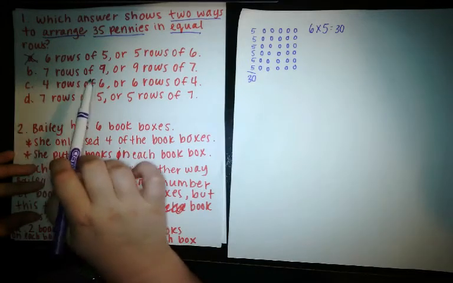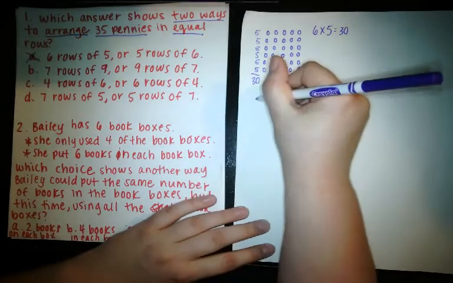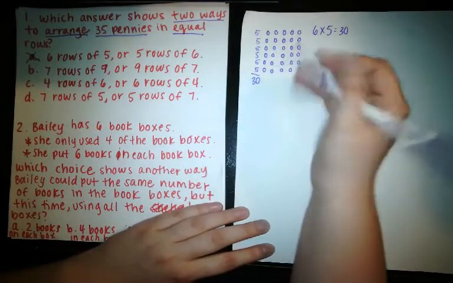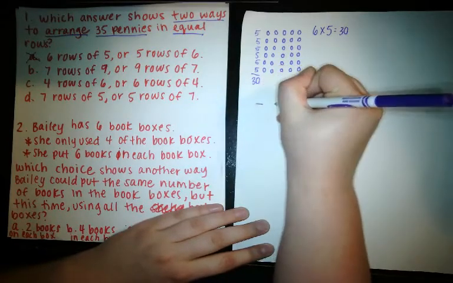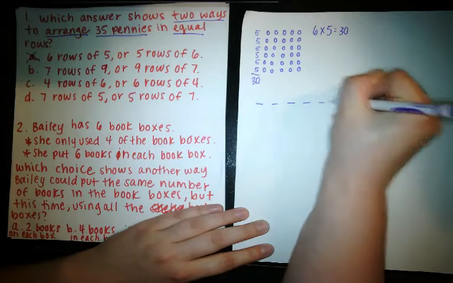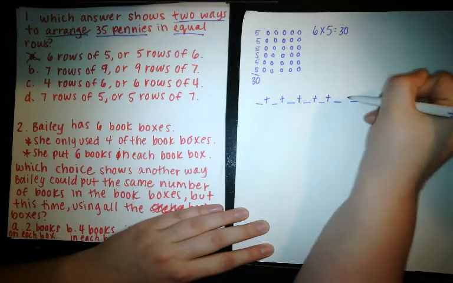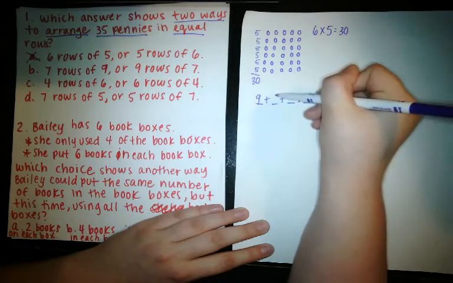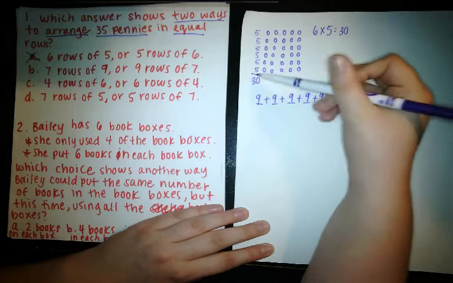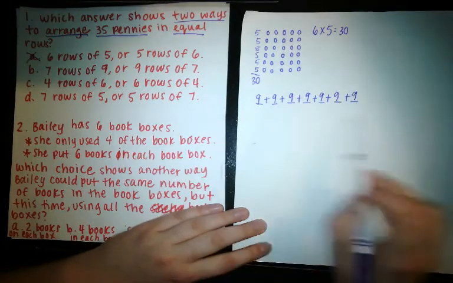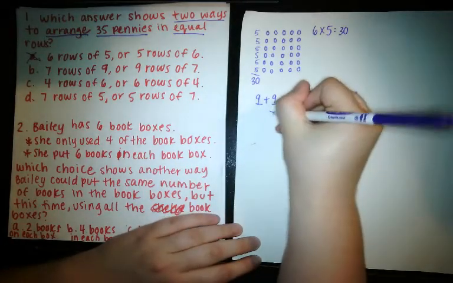7 rows of 9, or 9 rows of 7. So 7 rows, we're going to do this the easier way so we don't have to draw those circles. We got 7 rows, 1, 2, 3, 4, 5, 6, 7, and each row has a 9. So it's the same thing we did up here, except instead of drawing the picture, we just did it out here. So another way for you to do this is 7 times 9.